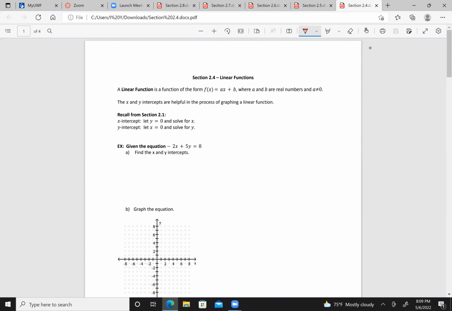So to find the x-intercept, we let y equal 0. I have negative 2x plus 5 times 0 equals 8. Negative 2x equals 8. X equals negative 4. So I have a point, negative 4, 0, which is right here.